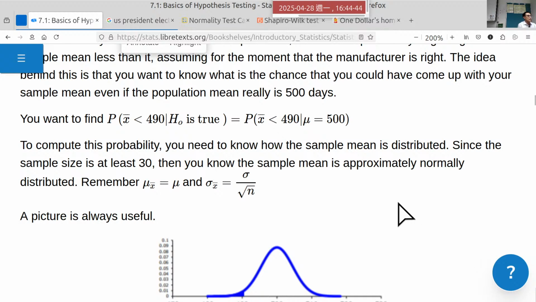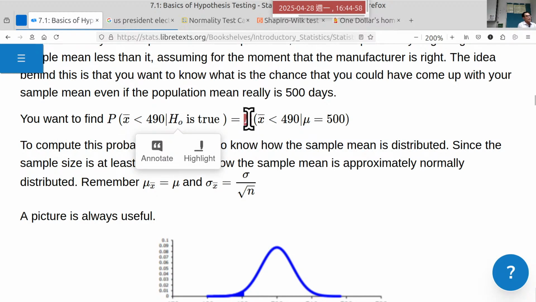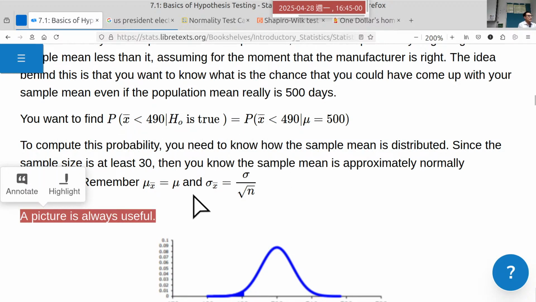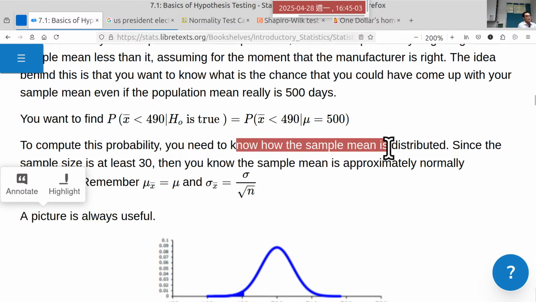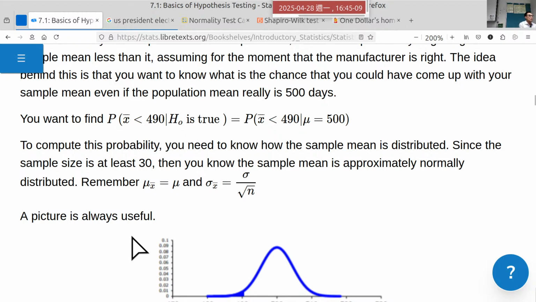This is a little bit boring. You want to find the probability that the sample mean x bar is less than 490, given the hypothesis is true. To compute this probability, you need to know how the sample mean is distributed. Since the sample mean is approximately normally distributed, remember the standard deviation of the sample mean is sigma divided by the square root of n.